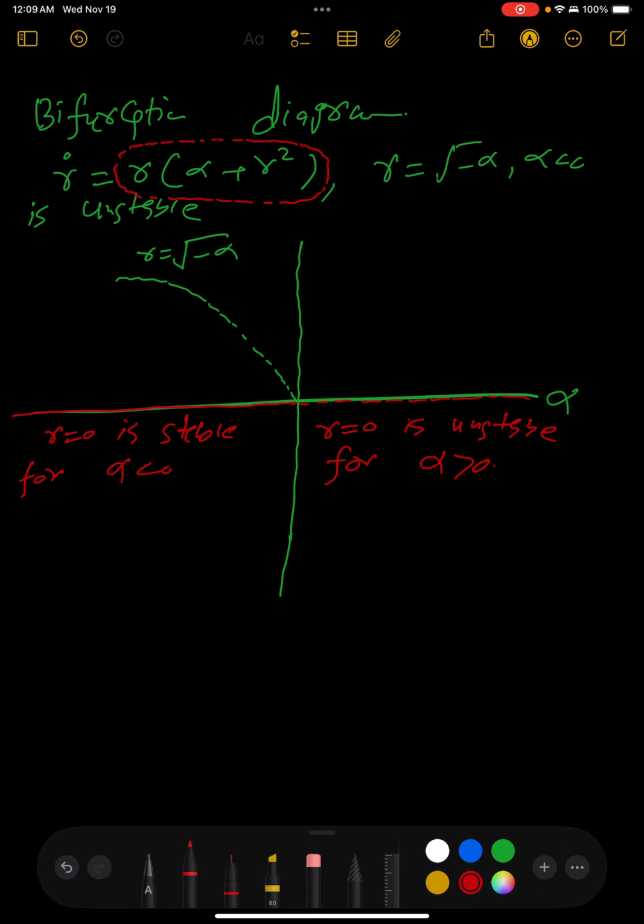So that's the complete bifurcation diagram in this case. Okay, I hope you understand, and thank you.